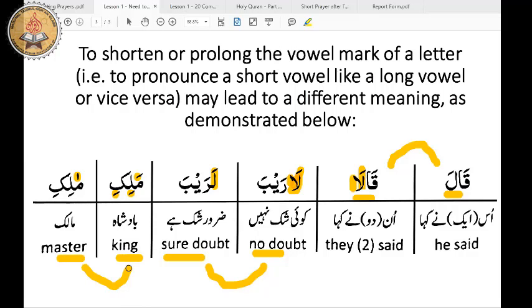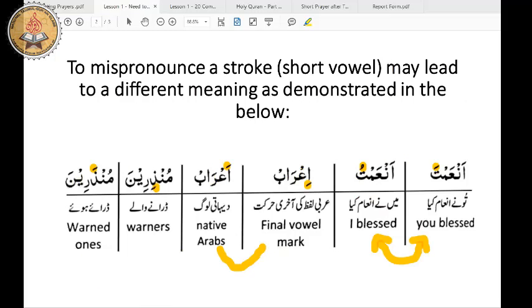So you can see that the whole purpose of showing you these 2 pages was to show you that prolonging something or not prolonging something, or putting a stroke where it's not supposed to be, can really change the meaning of that one word totally.